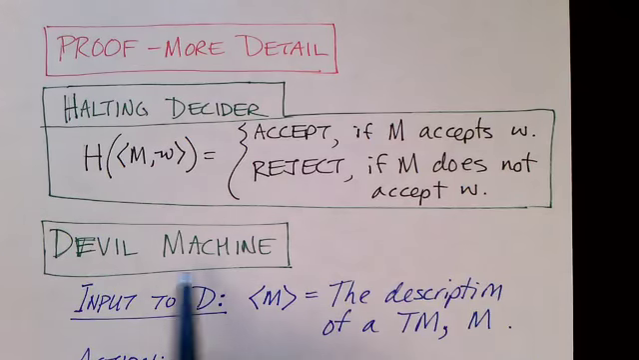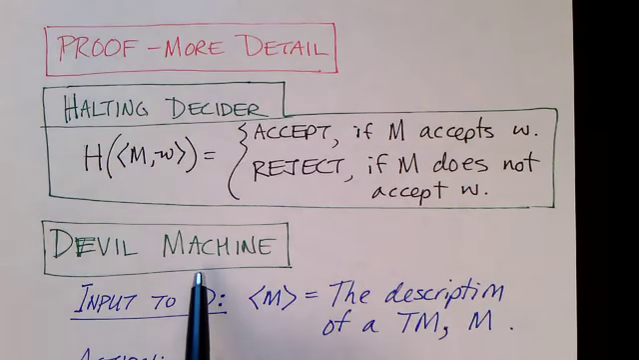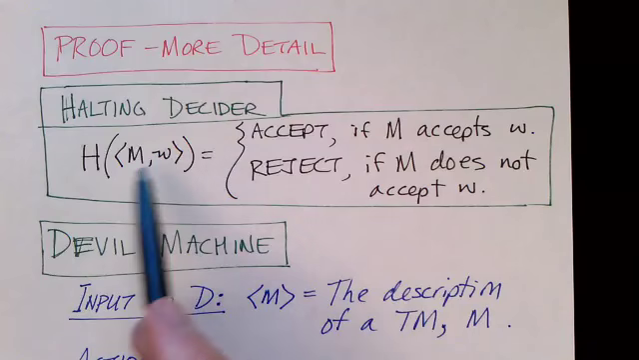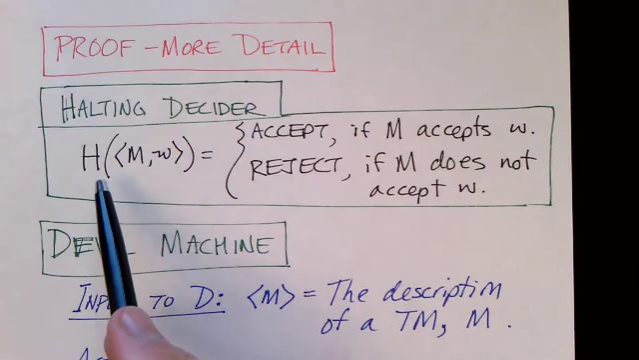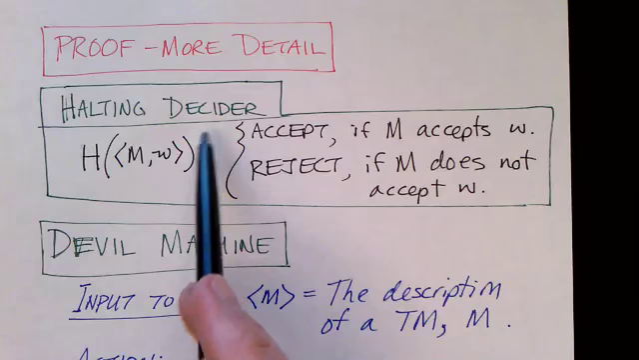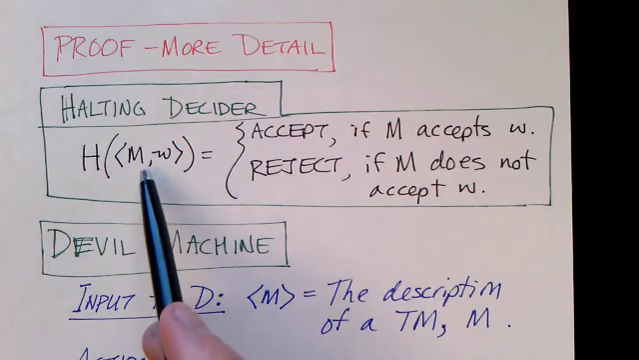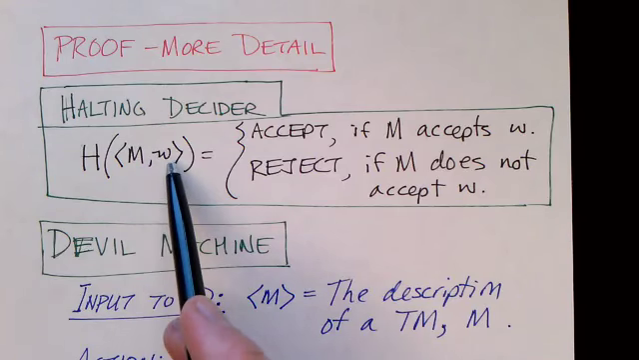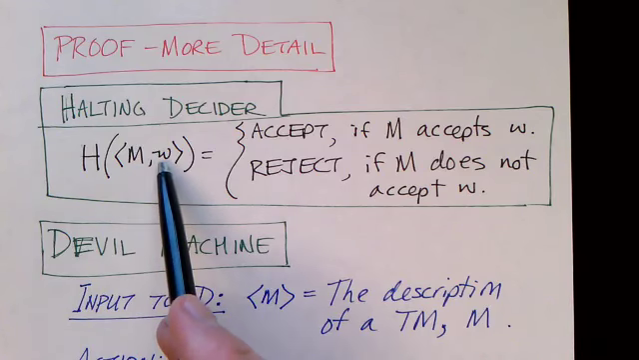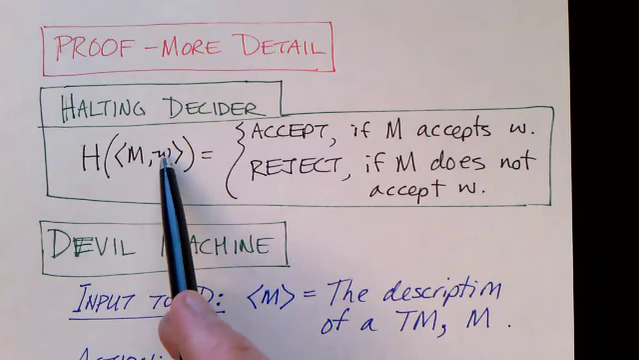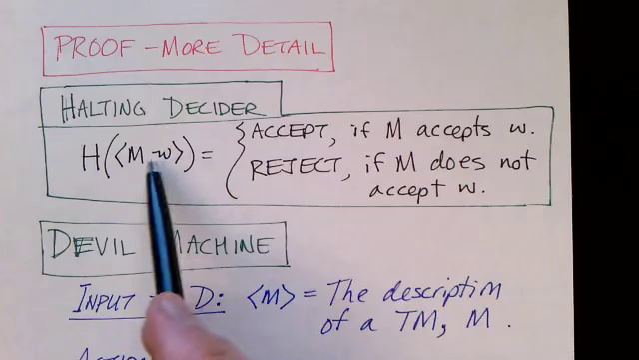So this devil machine and the contradiction we reach is a little bit tricky to understand. So I want to go back and make sure we understand what H is. H is the decider that we're assuming to exist that can decide the halting problem. In other words, H is an algorithm that when given a Turing machine M and a particular input W, it will tell us whether M will halt on that and accept W. If M will accept W, then H will halt and accept.